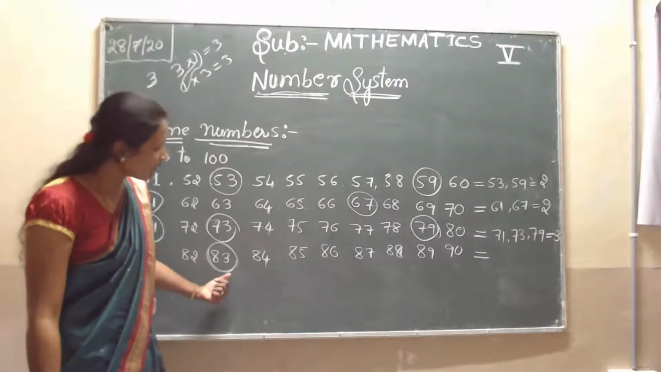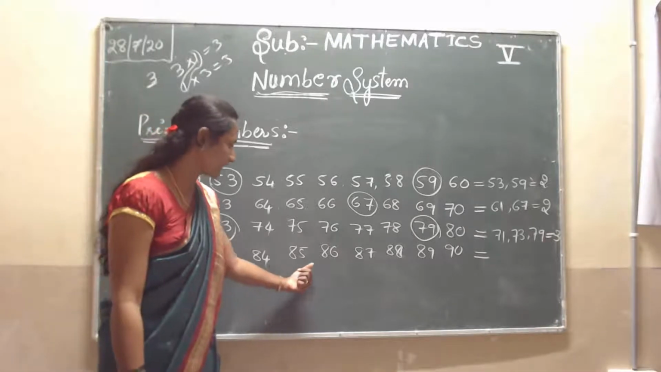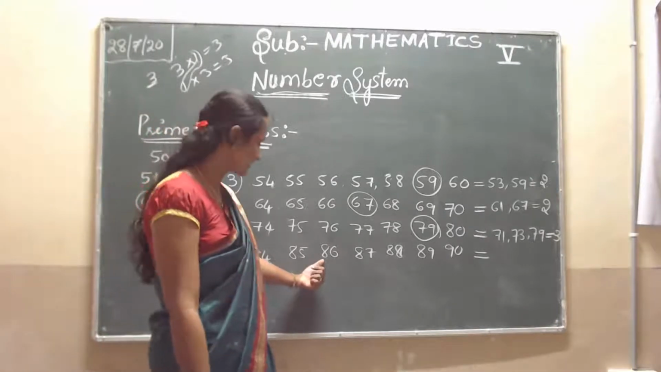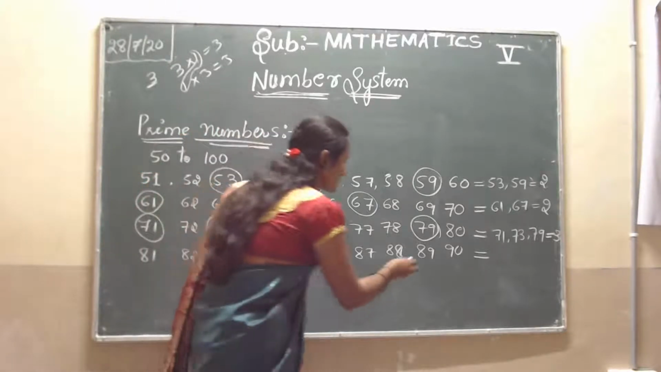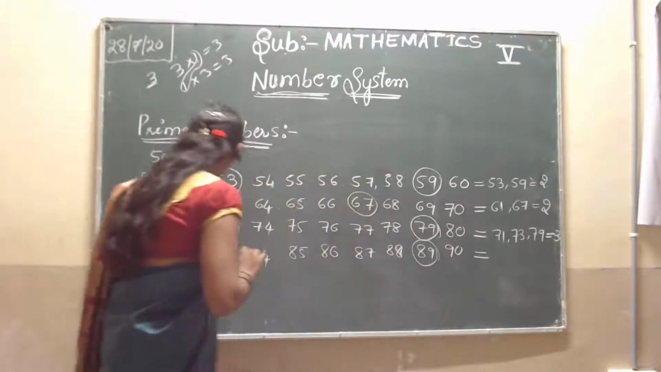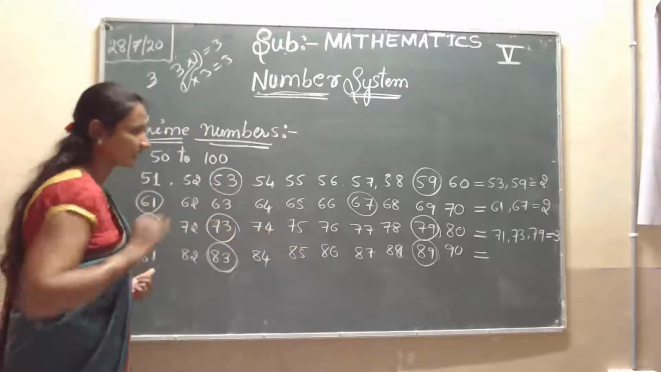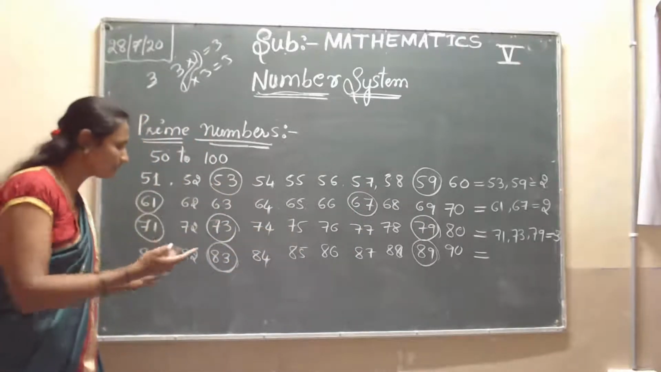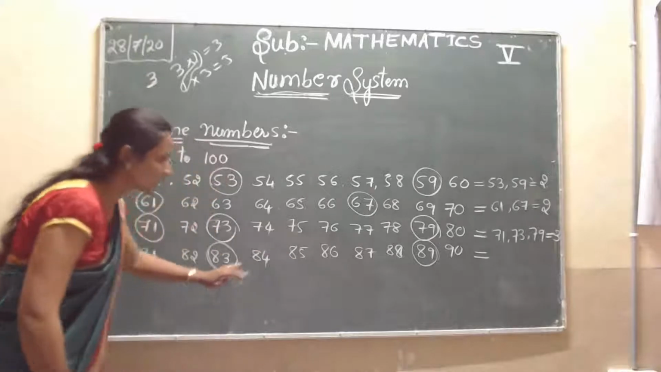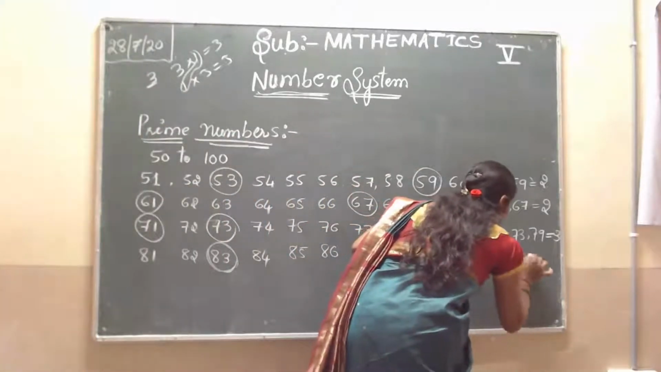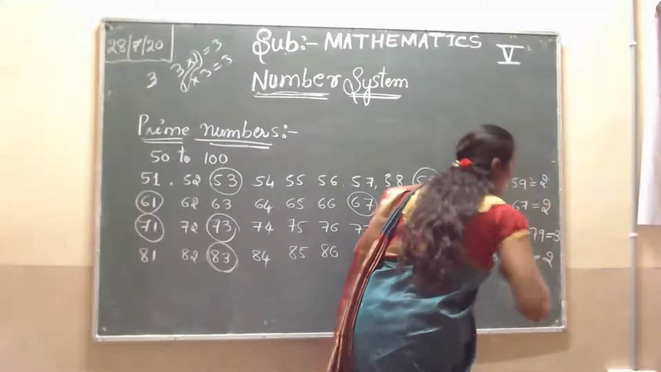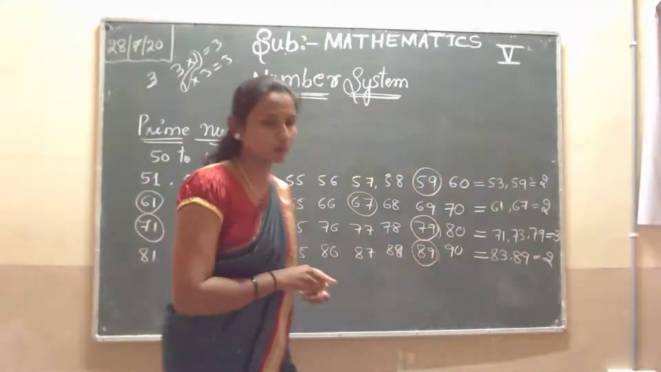Yes. 84 not, 85 no, 86 is not because it is divisible by 2, that is 3 factors. In the last, 89, yes. So between 81 and 90, how many prime numbers? That is 2 prime numbers, 83 and 89. The total prime numbers is 2.